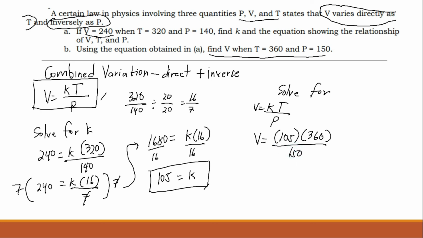So, yung 360 and 150, pag dinivide nyo both sides by 10, matatanggal yung 0. So, it will become 36 over 15. Ngayon, yung 105 ba, pwede nyo i-divide sa 15? So, yes. Yung 105 natin will become 7. So, 7 times 36, balik lang natin ha. 7 times 36 na lang yan, no? So, it will become V equals 252. So, ito na yung final answer natin for this example.